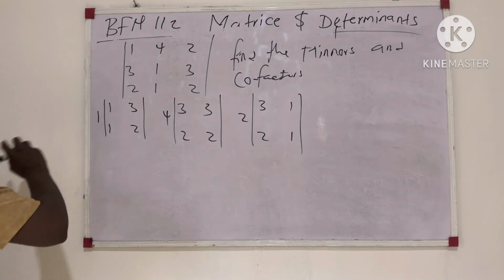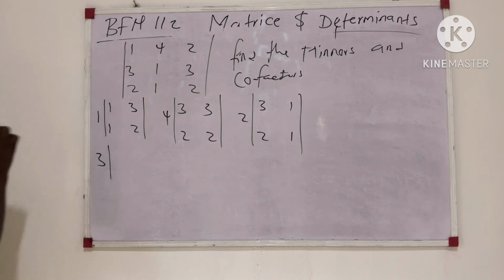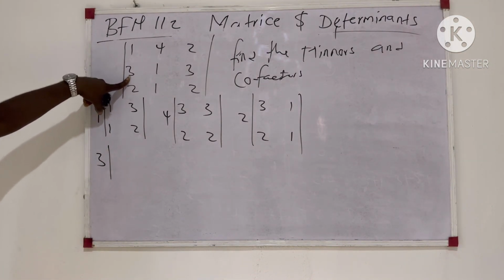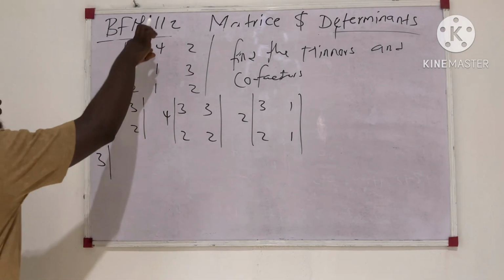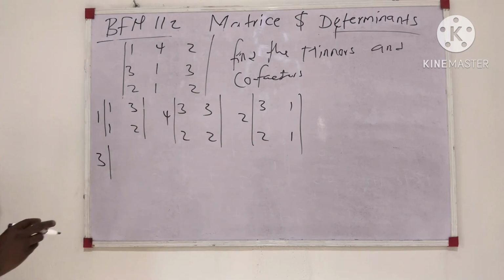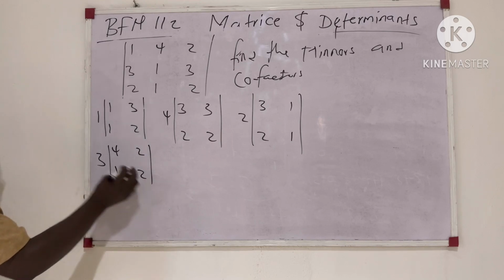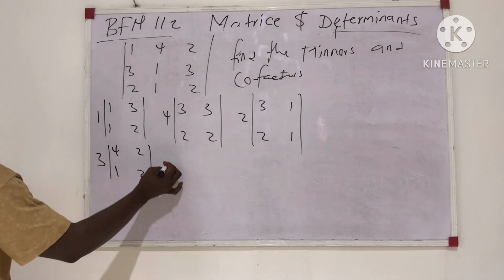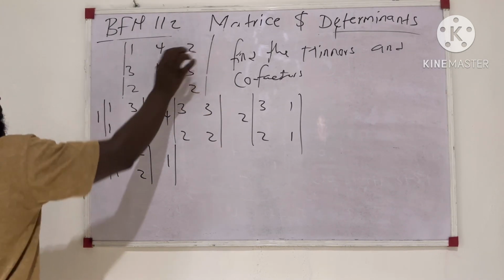The next one we have now is what? 3. We'll write it out. When you are working with 3, these two numbers you don't write. These two numbers you don't write. So what do we write? 4, 2, 1, 2. So here becomes 4, 2, 1, and 2. Now we have 1. So if I don't write here and I don't write here, here becomes 1, 2, 2, 2.